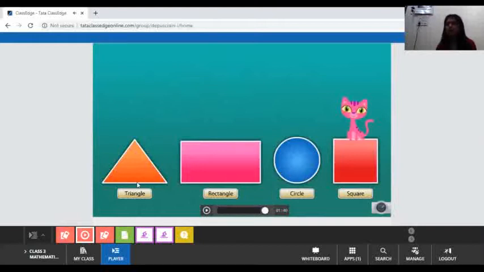So triangle, rectangle, circle and square. These are all plane shapes. This square has got 4 sides and 4 corners. Rectangle has also got 4 sides and 4 corners. But triangle has got 3 sides and 3 corners. Okay, children.